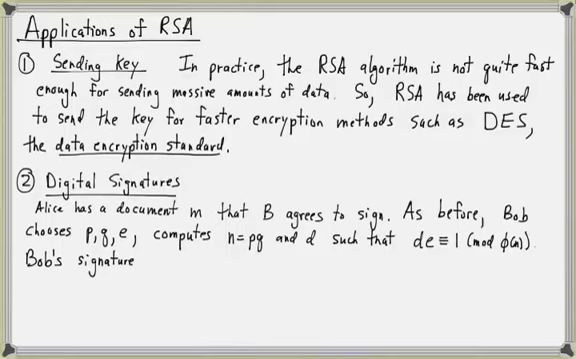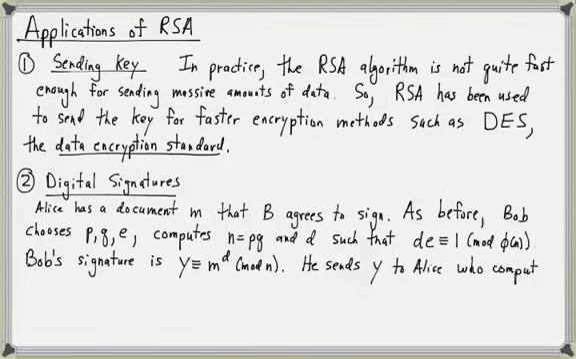Bob's digital signature is called Y, which is congruent to the document M raised to the decryption exponent D, reduced mod N. He sends Y to Alice, who then raises Y to the power E. Let's call this Z. She takes Bob's signature Y, raises it to the exponent E, and reduces mod N. She can do this because E and N are both made public.